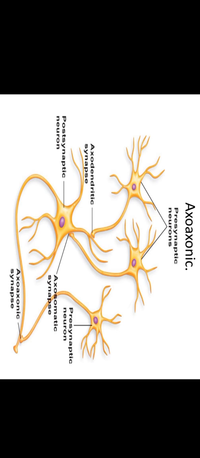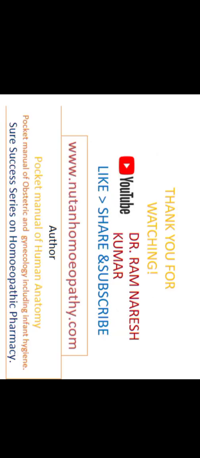Axoaxonic. In this diagram, the synapse or union is between axodendritic synapse, axon and dendrite. In this diagram, you also see presynaptic neuron and postsynaptic neuron. In this way, we see the synapse types and process.